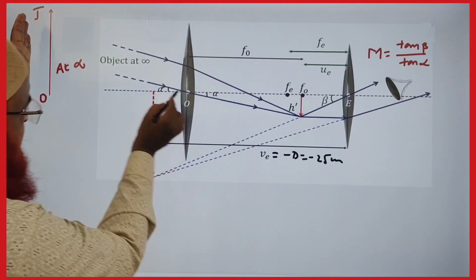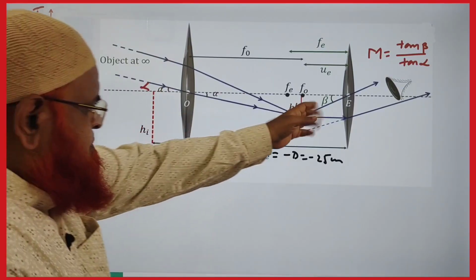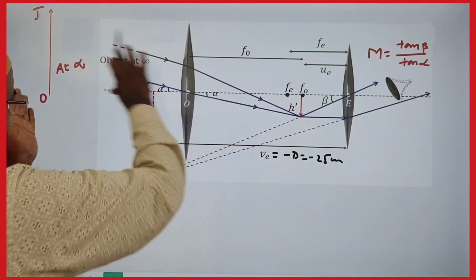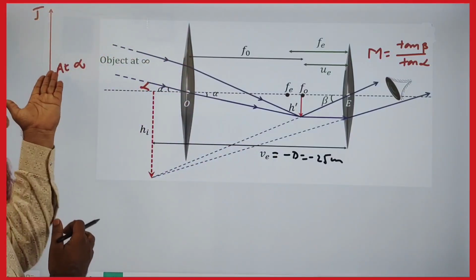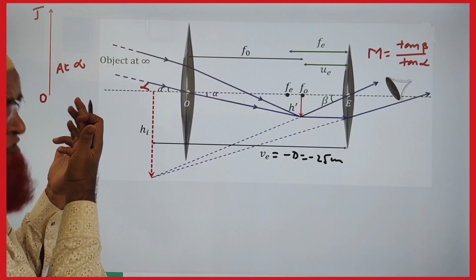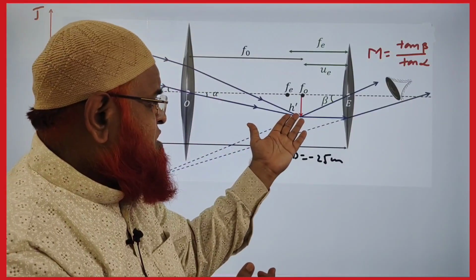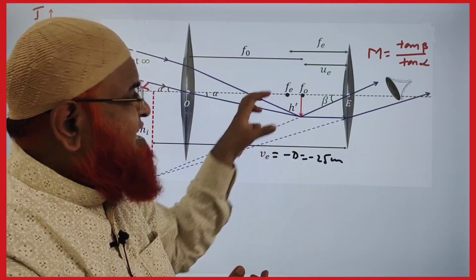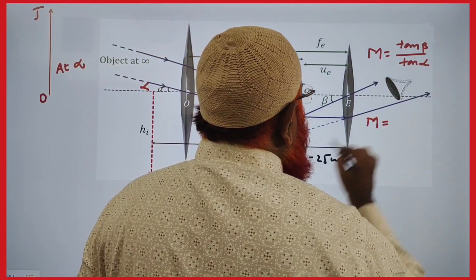This is an object, how much angle is it going to make? Alpha here. This is alpha and that is beta. Instead of taking this alpha, we consider this alpha, because the object is at infinity, and we can't take the dimensions which are at infinity. So we can consider this alpha here, so that we can consider the dimensions easily. So magnification is equal to tan beta by tan alpha.